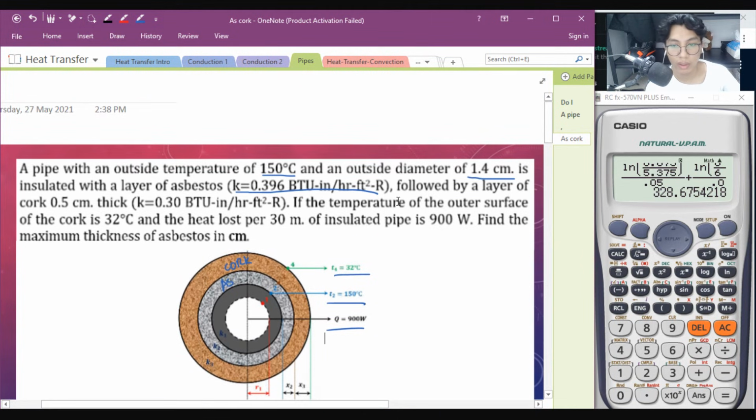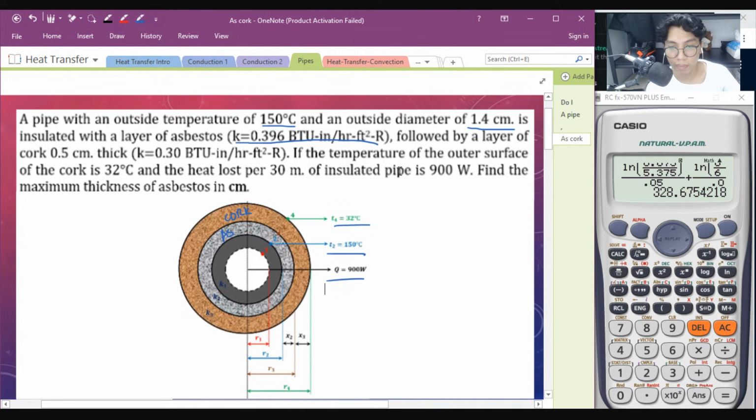So, this is what it gave here. If the temperature of the outer surface of the cork is 32 degrees Celsius and the heat loss per 30 meters of insulated pipe is 900 watts, find the maximum thickness of asbestos in cm. What we are looking for there is the thickness of the asbestos.